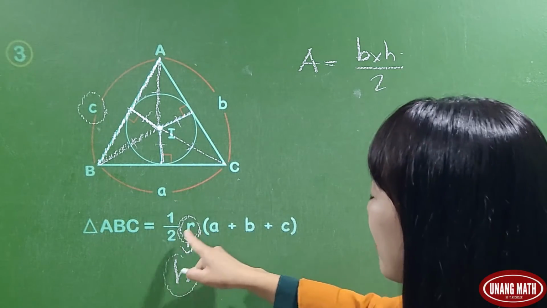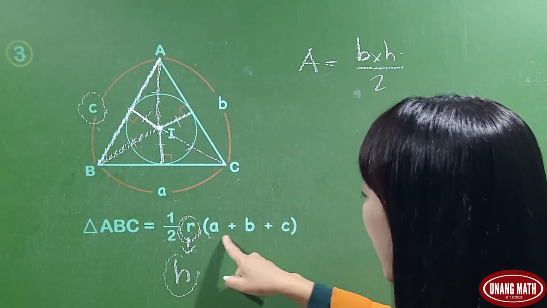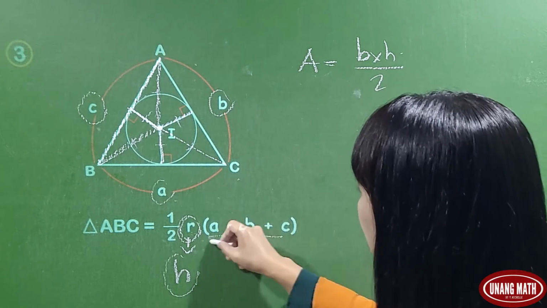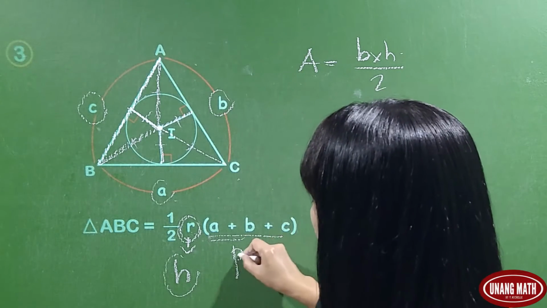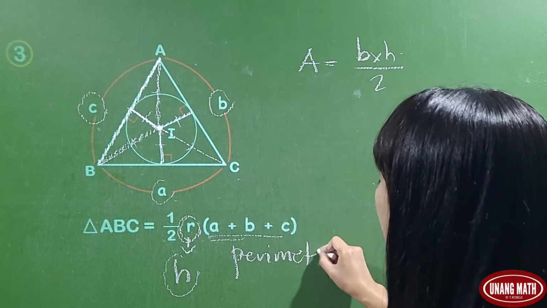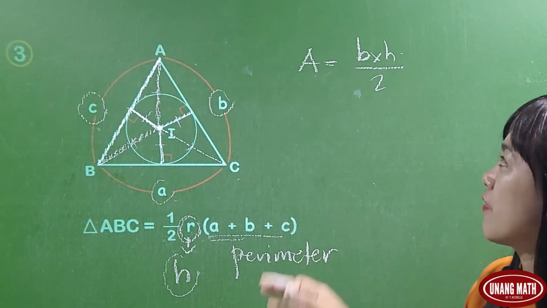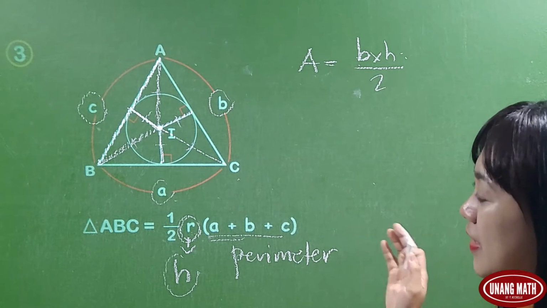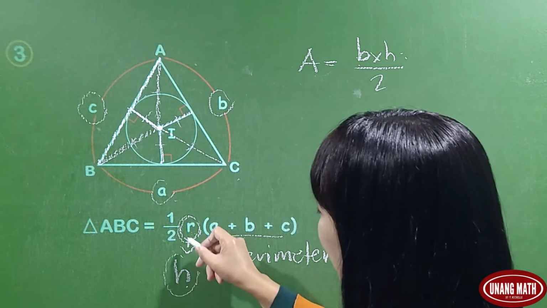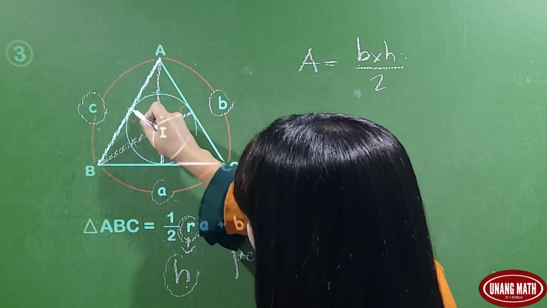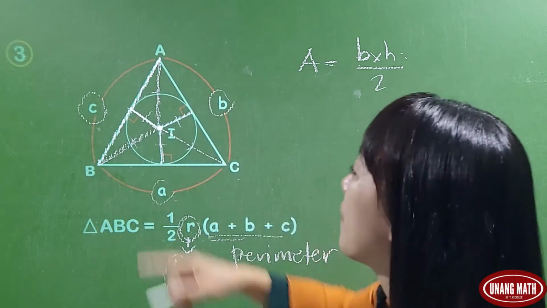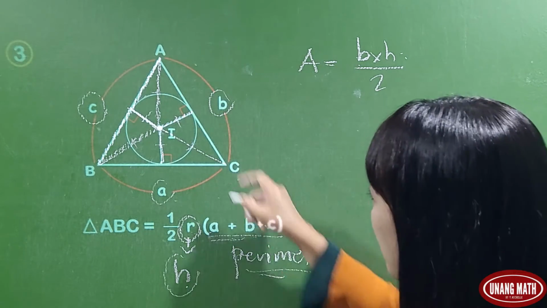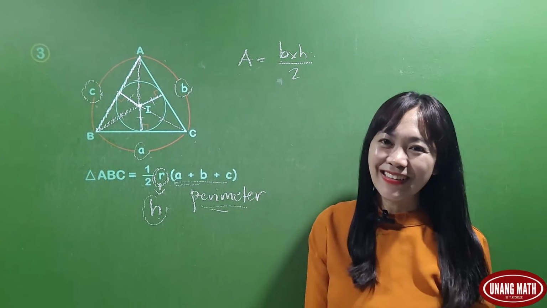So, we have here 1/2 times the radius times A plus B plus C, or this is now the perimeter of the triangle. With this formula, even if we don't know the base and height, we can find the area of the triangle. Just remember that the height is the radius of this circle, the incircle, and A plus B plus C is the perimeter of this triangle.